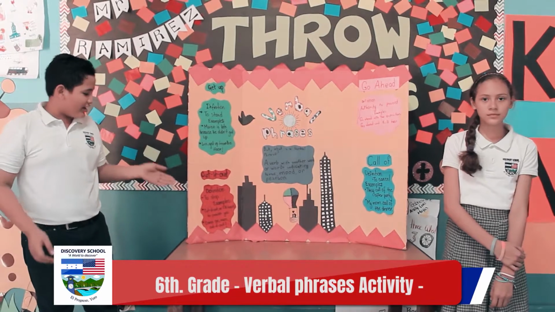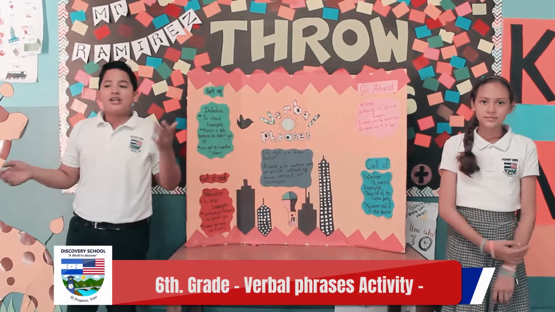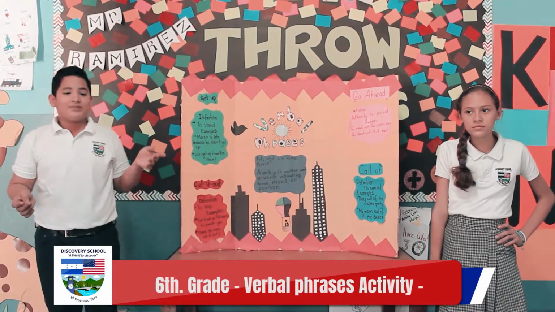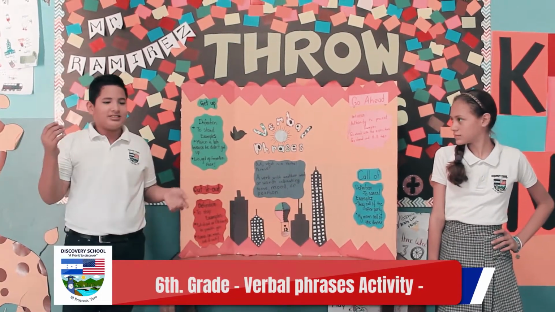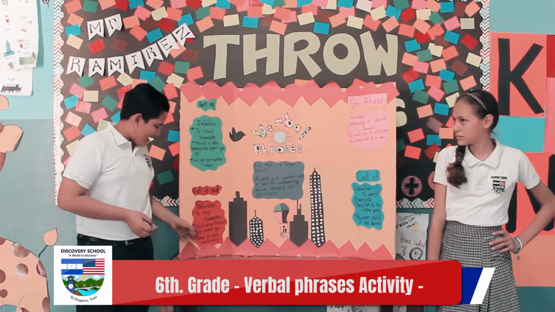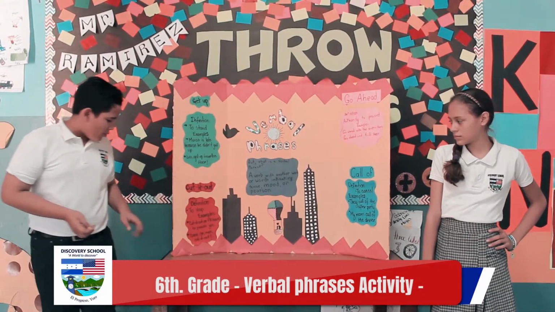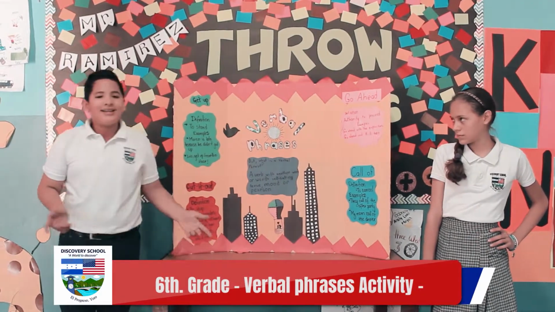And the next one we got is cut it out. Cut it out is to stop. A synonym for cut it out is to drop it. You can use this expression when someone is annoying you. Then the examples we got: cut it out, or I will have to punish you. And then: come on man, cut it out.